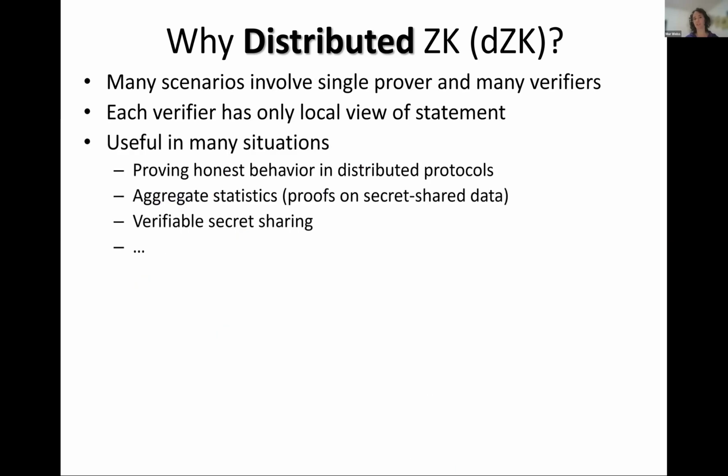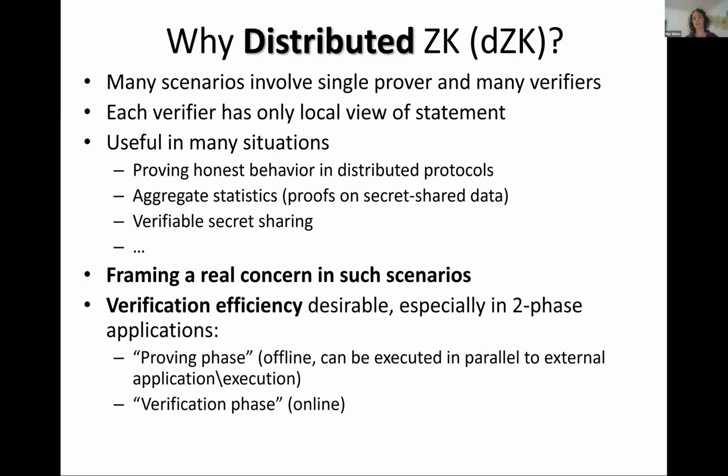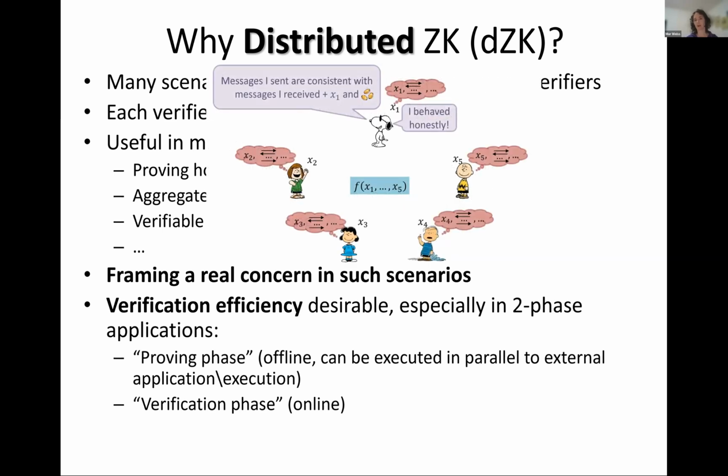There are many other situations where DZK proofs naturally arise, and framing is a real concern in these situations. Another aspect of these types of applications is that you can actually divide the proof into two phases, a proving phase and a verification phase. Going back to the example of proving honest behavior, while you're executing the MPC protocol, and this might take several rounds, you can additionally compute some other information on the side, which is going to be used as the proof later on. But then once the MPC execution is done, you want to be able to verify the proof very efficiently.